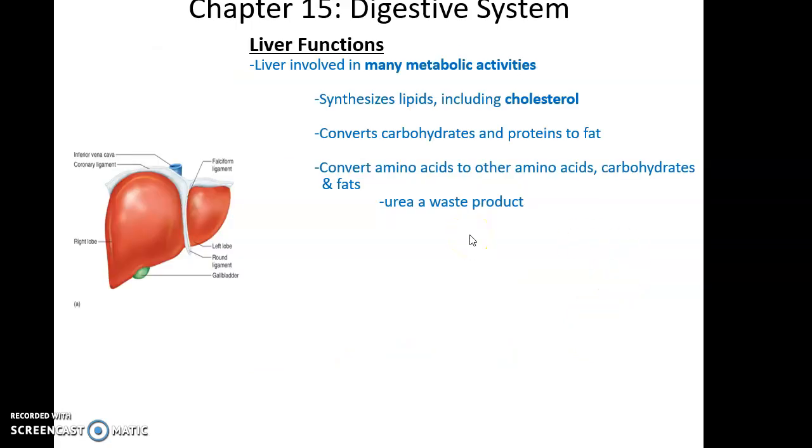Now, the liver is amazing, and it has a huge range of functions. For instance, it has many metabolic activities. It synthesizes various lipids, including cholesterol. It converts carbohydrates and proteins into fat, long-term energy storage. It can convert amino acids into other amino acids. It can also convert amino acids into carbohydrates and into fats. And when the liver converts amino acids, it leads to the production of urea, which goes into the bloodstream, urea being a waste that will be secreted in our urine.